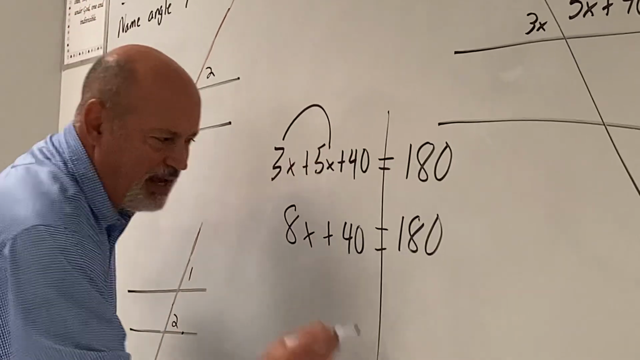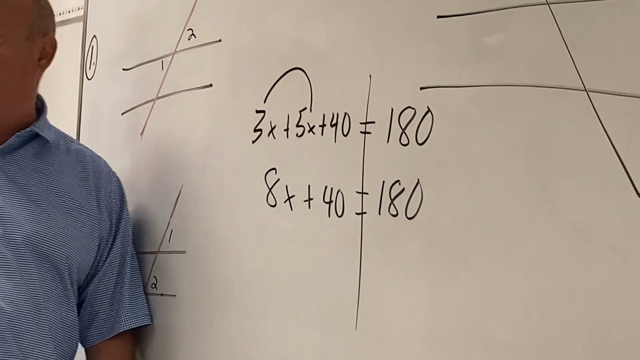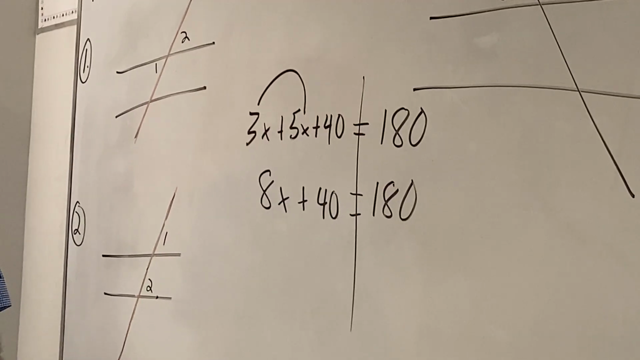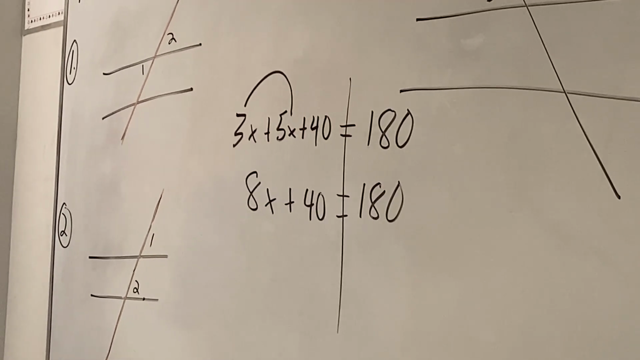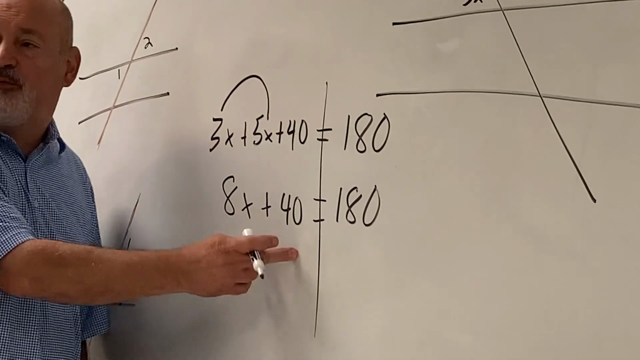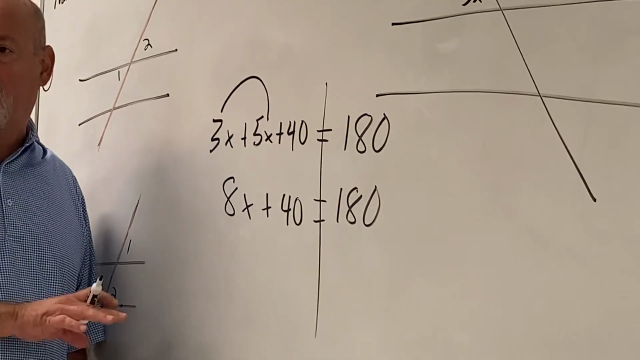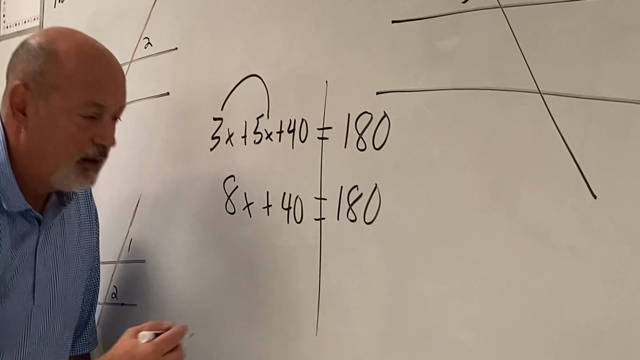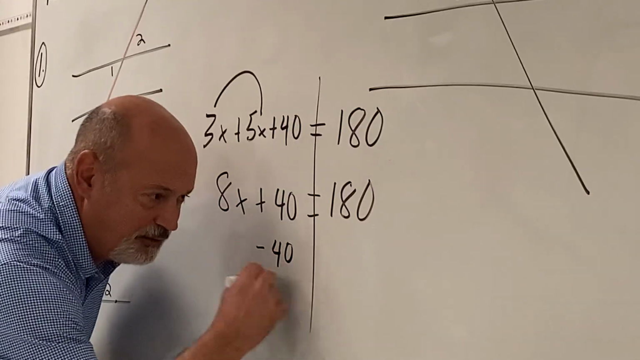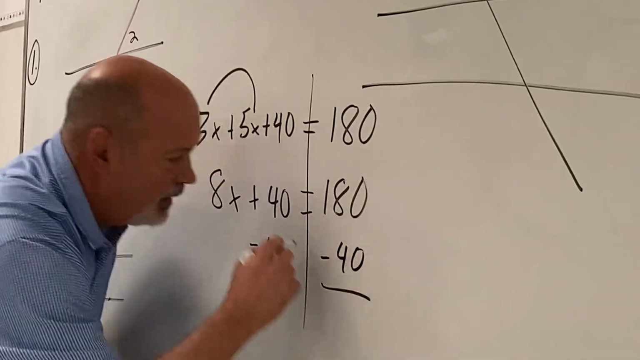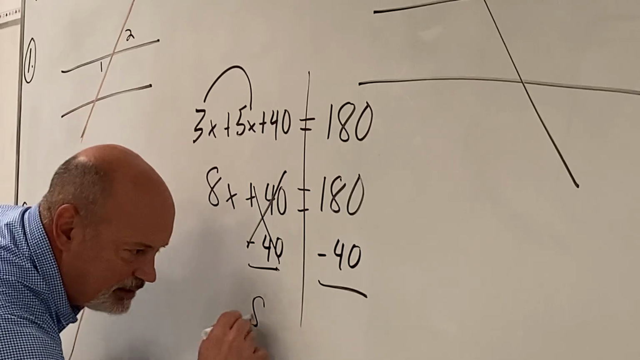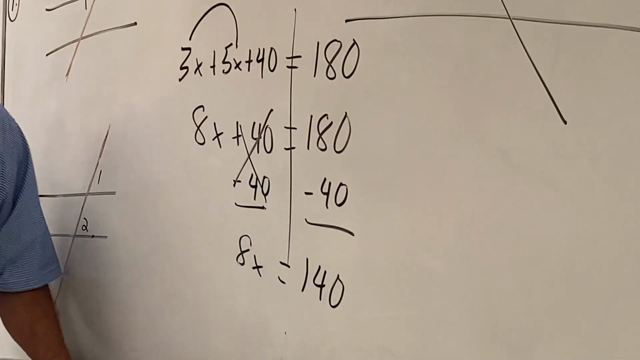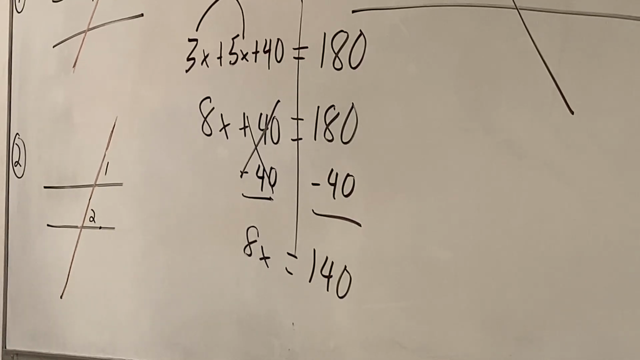Do I need to get rid of the 8 or do I need to get rid of the 40? Because if you get rid of the wrong one first, you will miss it. No, the 40. Any addition or subtraction, move that first. Are you with me? So, how do I get rid of plus 40? You do the opposite. You minus 40. So now we have 8x equals what, 140? Are you with me?